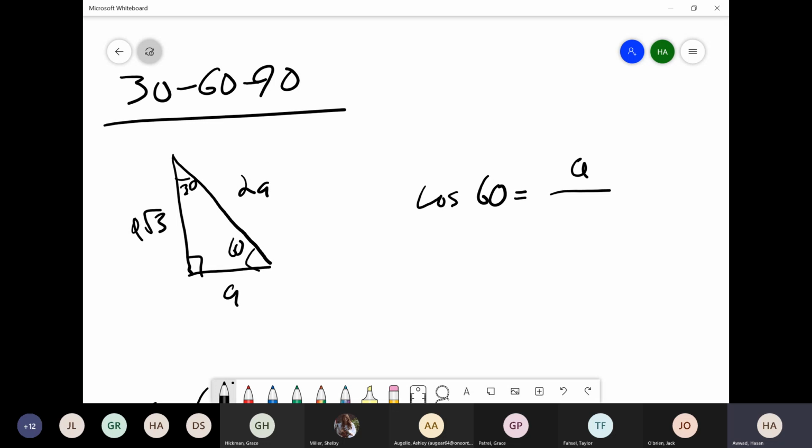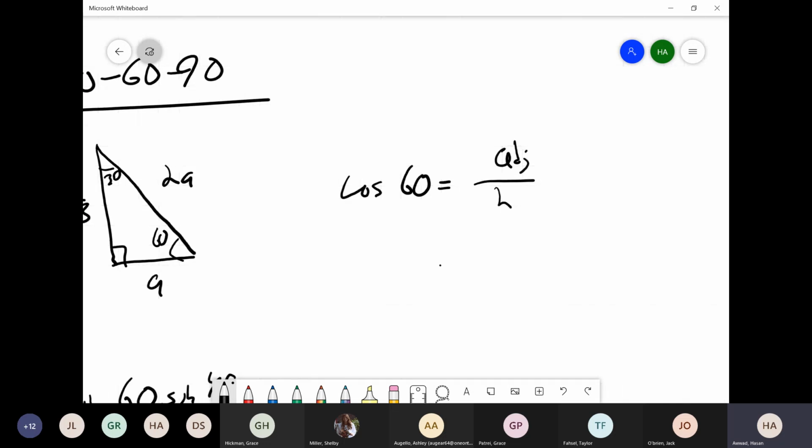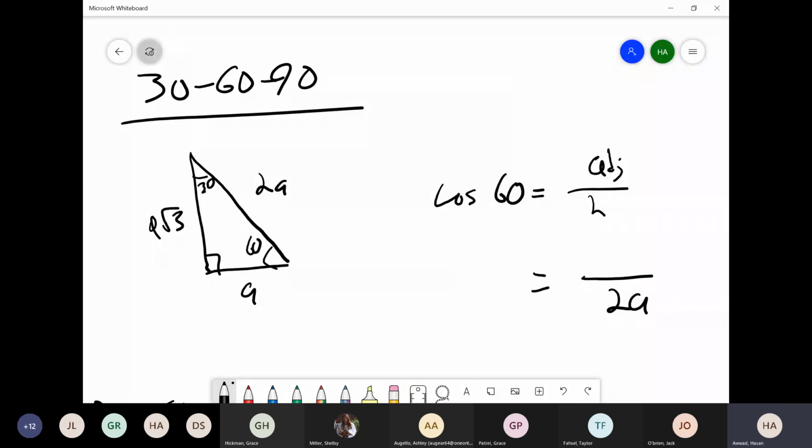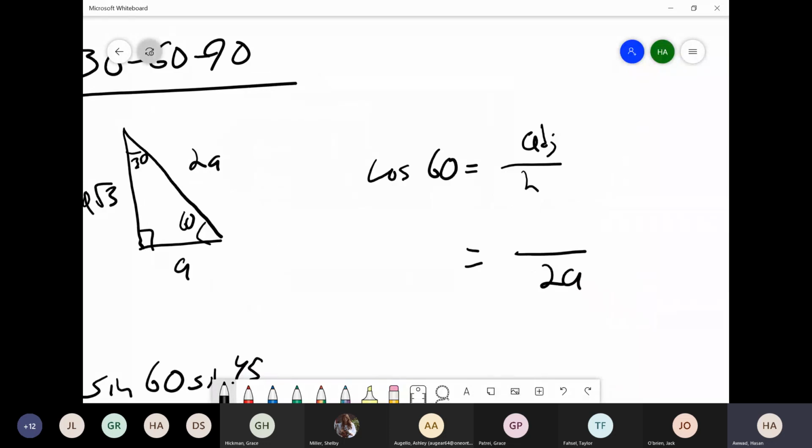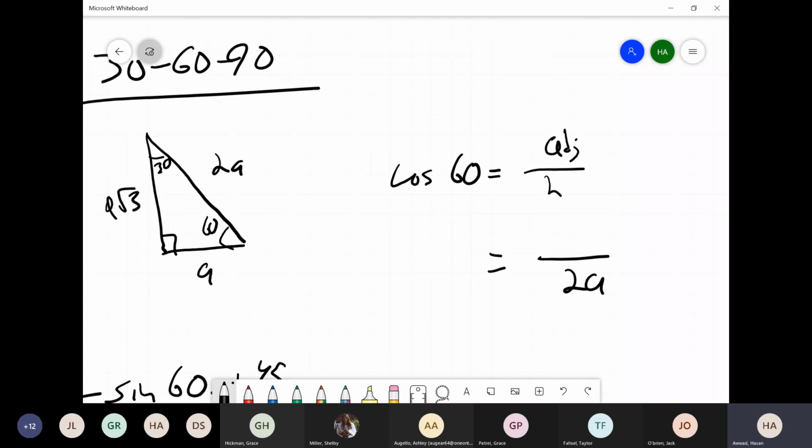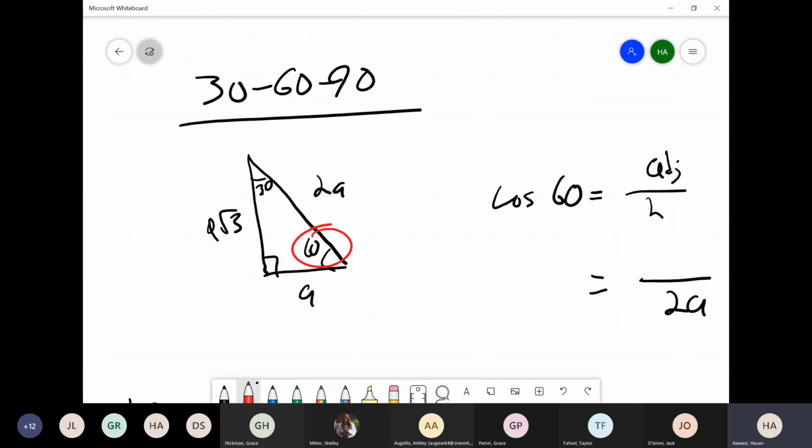It's always going to be adjacent, which, just to clear things up so you don't think I'm talking about side A here, adjacent over hypotenuse, right? That's always going to be the case whenever you're dealing with cosine. And then it's just a matter of angle and figuring out what's the adjacent side, what's the hypotenuse. Well, the hypotenuse never changes, so you always know your hypotenuse. It's going to be 2A, right? No matter what 30, 60, 90 triangle, it's always going to be 2 times whatever the length of the smallest side is. And then my adjacent side, so again, keep in mind, we're talking about 60 degrees.